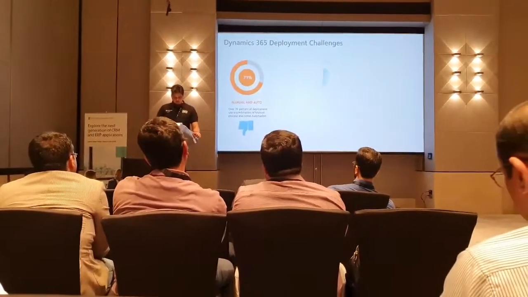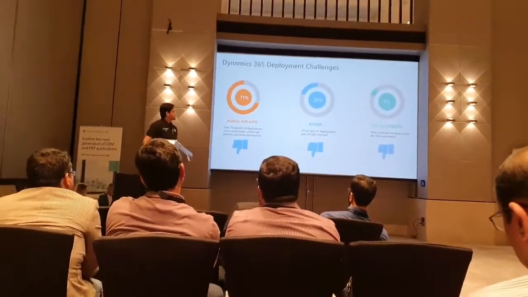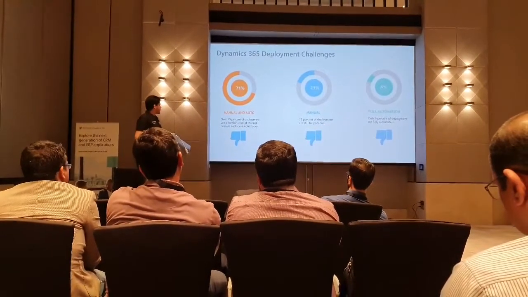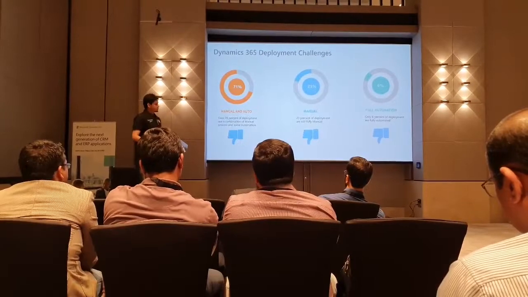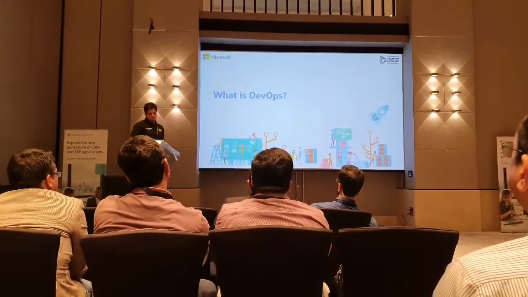This is just a graphical representation of how many clients or organizations are currently adopting DevOps. So 71% are manual and automated, 23% are still manual, and only 6% are using full automation.